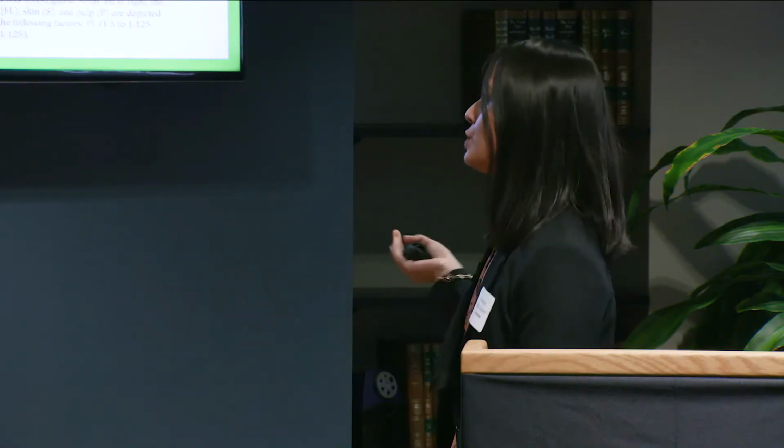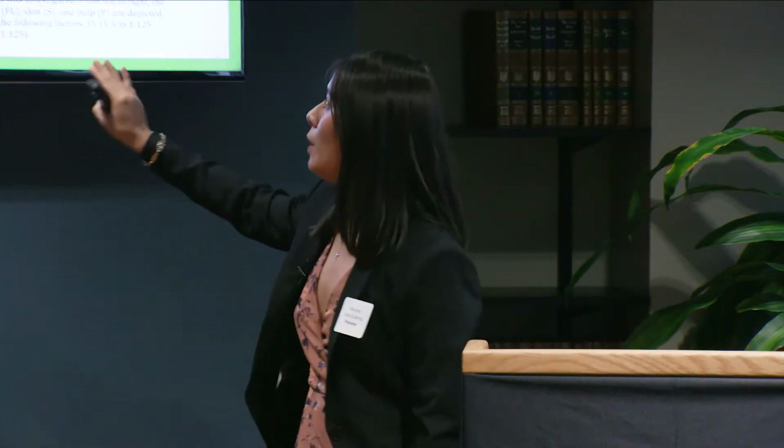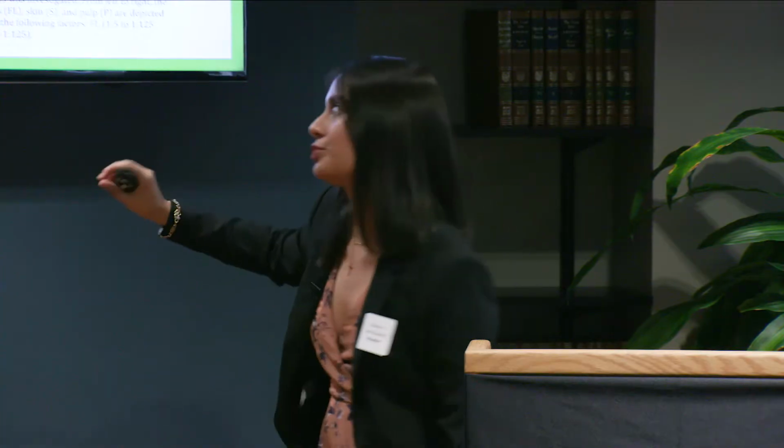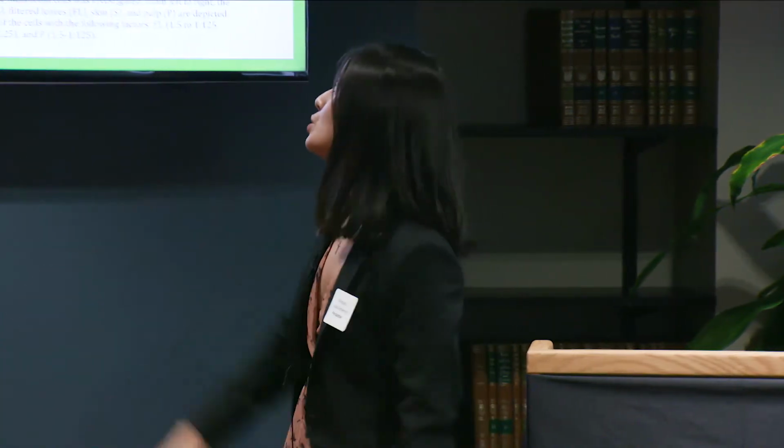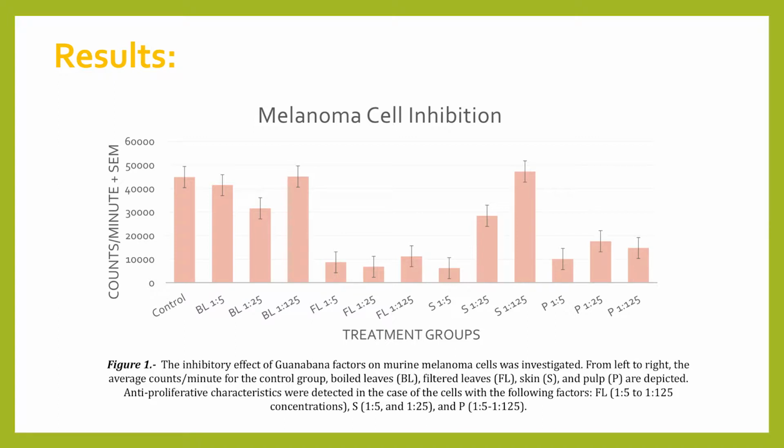And here are some of my results. What I want you guys to focus on from this graph is, since we're looking at the melanoma cell inhibition, we want to see the bars that are very low. They're shorter than the first one, which is our control. So as you can see, the filter leaves, the pulp factor, and the first bar for the skin factor show a much greater inhibition compared to the remaining factor, which is boil leaves. So yeah, that's the trend that we saw.